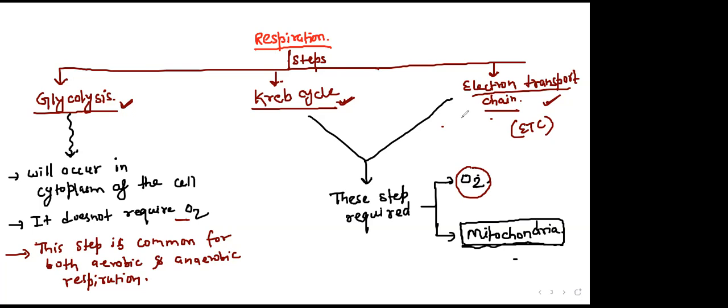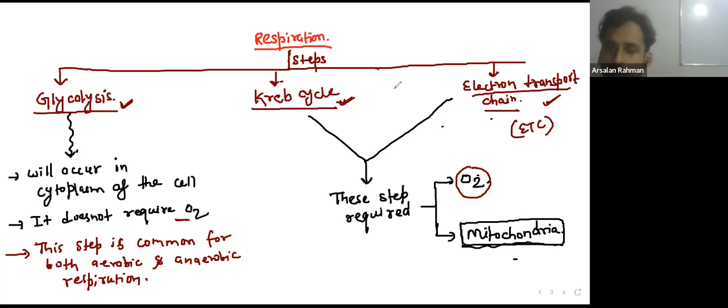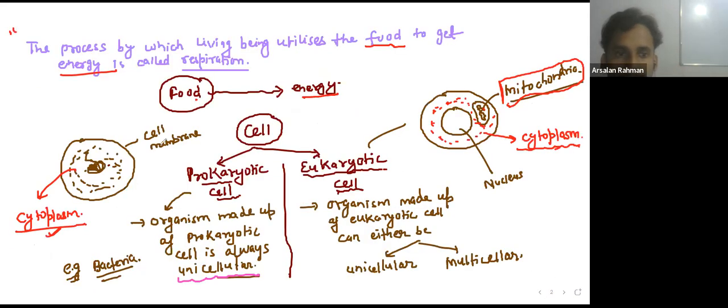I have told you that these two steps, Krebs cycle and ETC, require which organelle? Mitochondria. You can see in the diagram that the prokaryotic cell only has cytoplasm. Prokaryotic cell does not contain any mitochondria. But here you can see that the eukaryotic cell contains mitochondria, so it will perform all three functions.